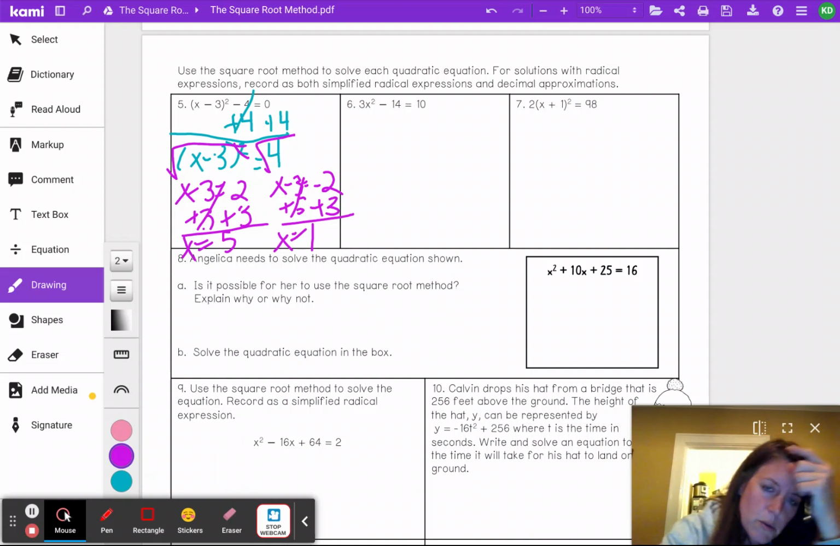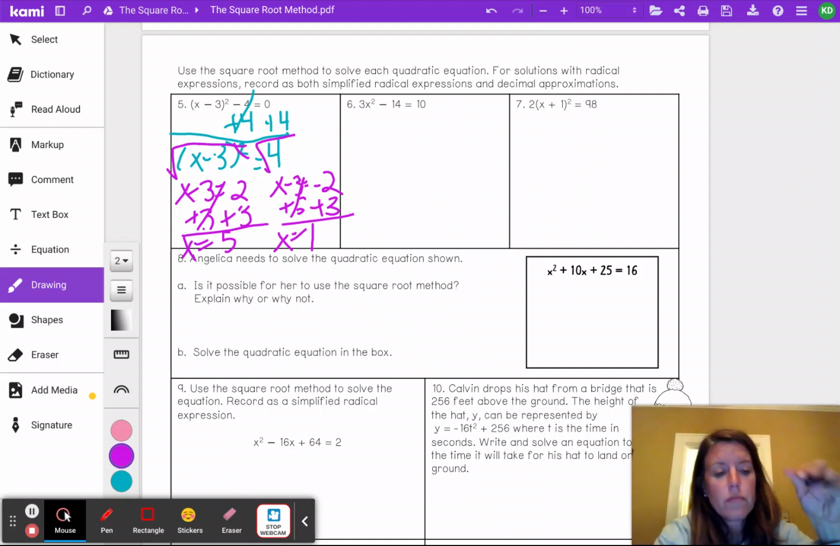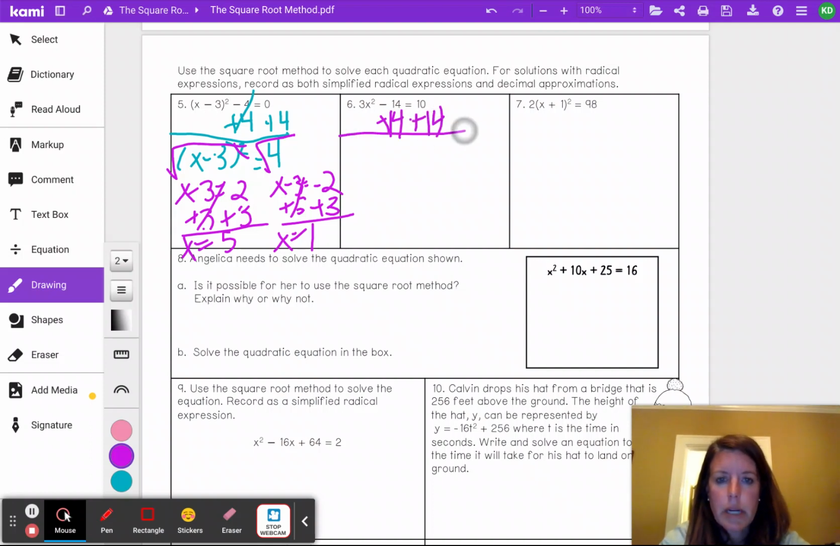I'm going to do this next one with you for sure. Okay. So for this one, I was just looking at my notes because I went through and did them all first. First thing, hopefully you all know, we're going to add 14 to both sides because we're combining our like terms first. And now we're left with 3x squared equals 24.